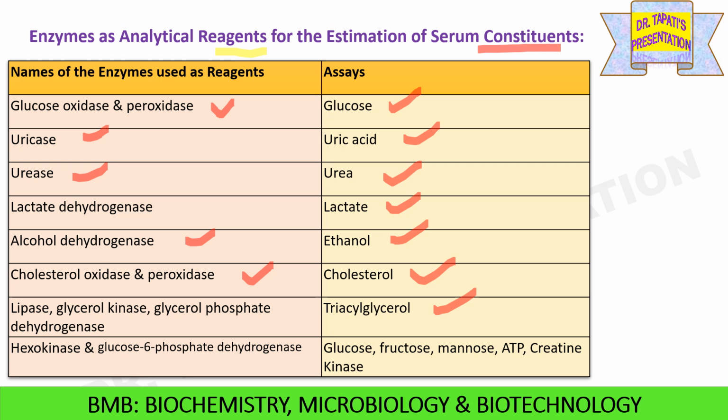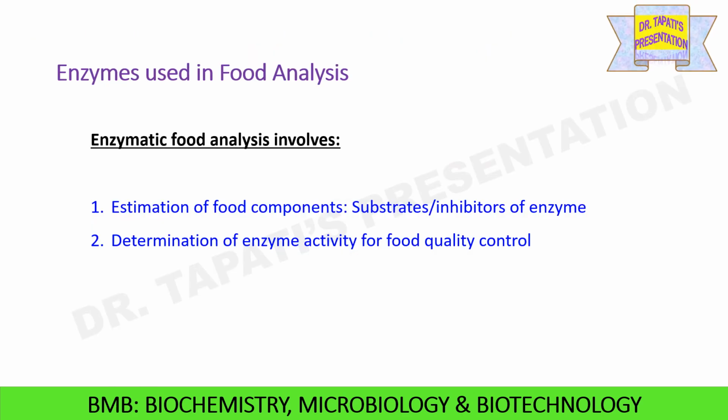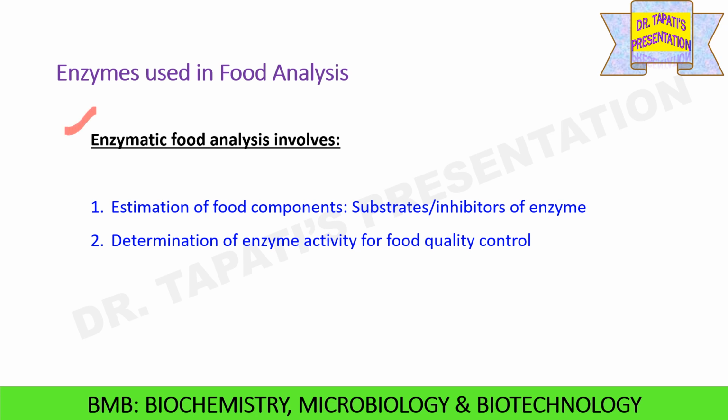Hexokinase and glucose 6-phosphate dehydrogenase enzyme activities are checked in order to estimate glucose, fructose, mannose, ATP, and creatine kinase present in serum. Enzymes are also used as reagents for various food analysis. Enzymatic food analysis involves estimation of food components, which can be both substrates or inhibitors of enzymes, and determination of enzyme activity for food quality control.